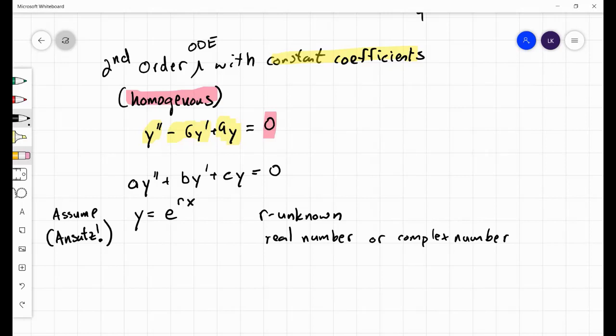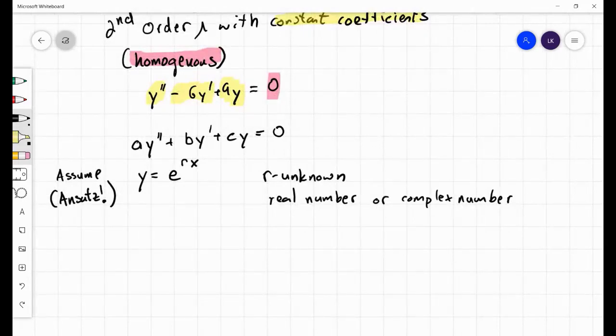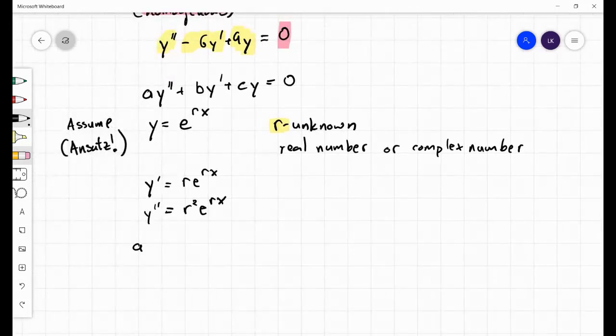Now let's see how this assumption helps us find a general solution to this homogeneous equation. If you want to find the r that gives you a solution to the equation, you would differentiate y once, and then twice with respect to x, the independent variable, and then you plug y and its derivatives into the equation. So we get a times y double prime plus b times y prime plus c times y, and that's equal to 0.